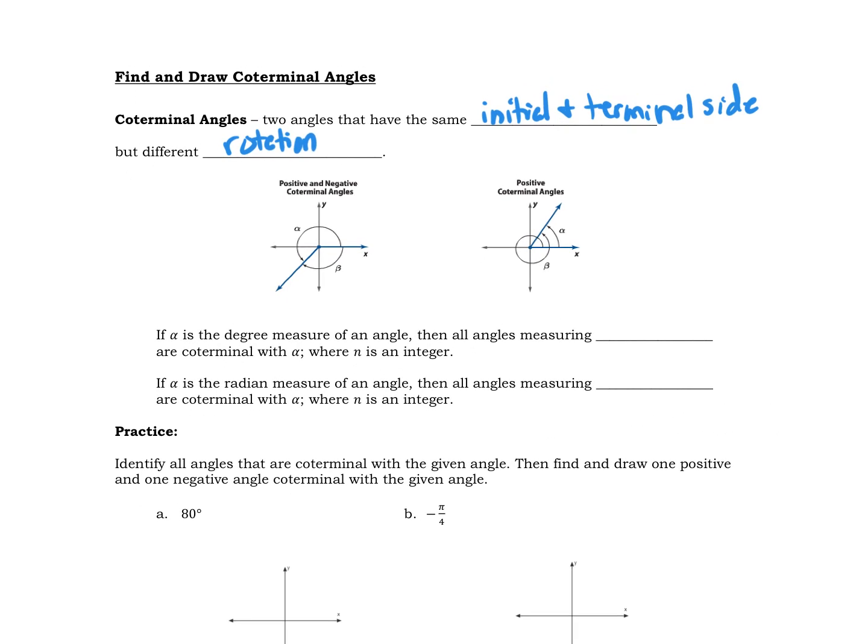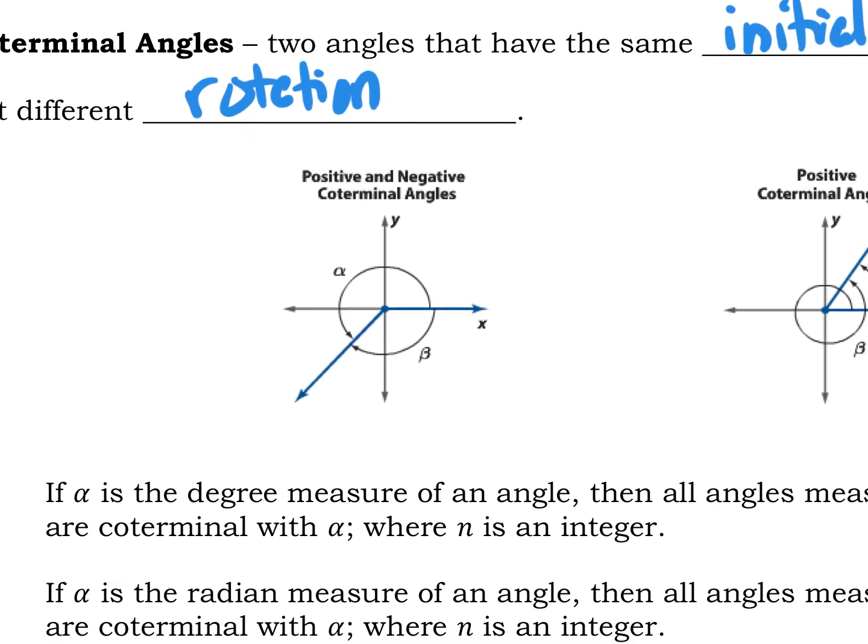Okay, so coterminal angles. Co is that prefix, right? Meaning together or with. So these are angles that start in the same place, they rotate somehow and end in the same place, but the rotation is different in order to get to them. So that's coterminal angles, right? Visually, I want you to think about what's happening here.